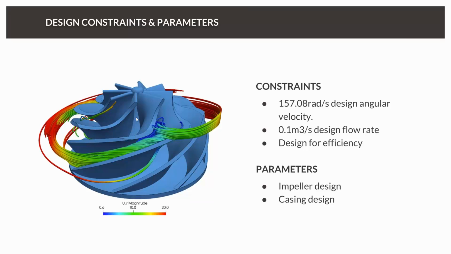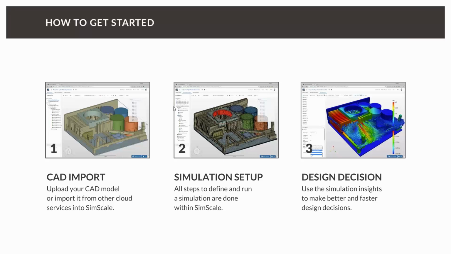And at the end of the day, what we want to do is to improve the efficiency of our design. What we can do, therefore, is to change the impeller design or to change the casing design. The first step we want to do is to prepare the simulation and take a look at the initial state. So therefore, we will now switch to the SimScale platform.